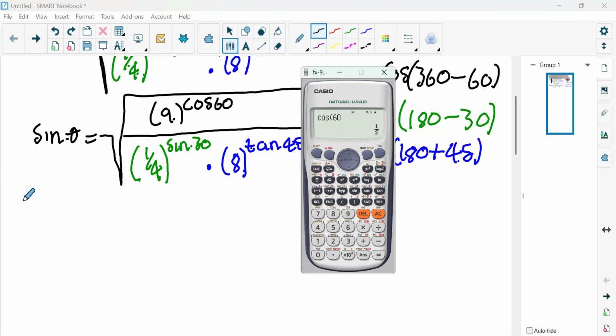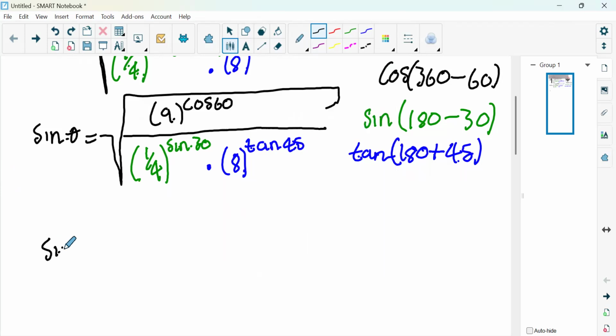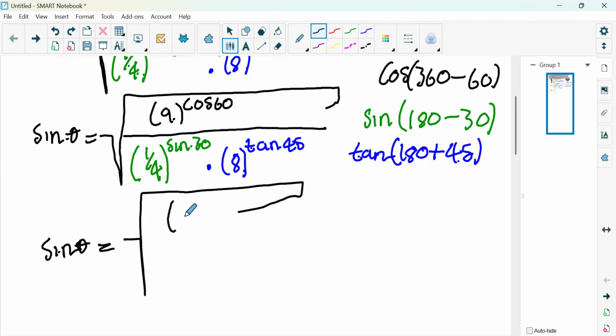So, let's start by saying sine theta is equal to a root, then open bracket, 9, close bracket, to the power 1/2. Now it starts to look a little bit better. Because if we change this 9 to its prime base, we're going to have 3 to the power of 2. So it's starting to look a little bit better.